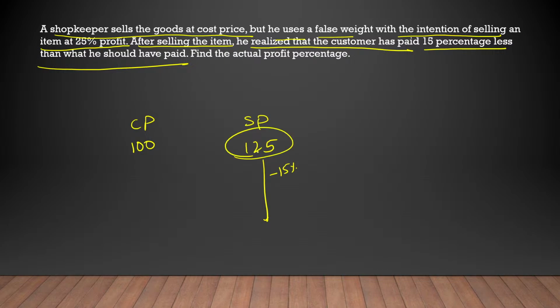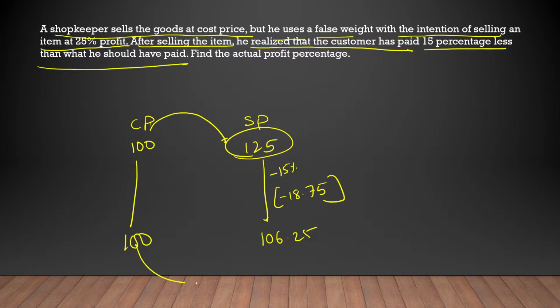So what is 15% of 125? 15% of 125 is going to be 18.75. That means he is giving 18.75 rupees less. That means how much is he actually giving? He is actually giving only 106.25 rupees to you, but you are giving him 100 rupees worth of items. So because the customer is cheating here, even though he wants to get a profit of 25%, he is actually going to get only 6.25 percent profit.